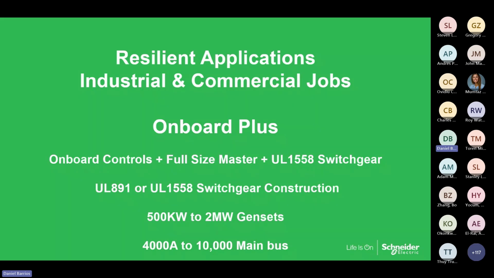We've got a couple of pictures later on in this presentation to sort of illustrate the difference between an 891 and a 1558 construction. These typical systems are anywhere between 500 kW to 2 MW generators, and you can see now that we're all the way up to a 10,000 amp bus. That's the maximum of the major manufacturers now of paralleling switchgear.